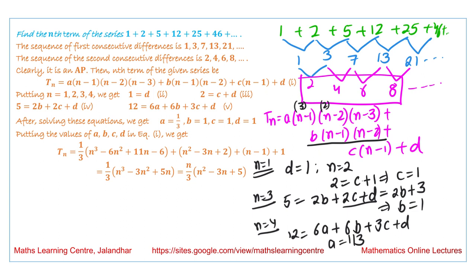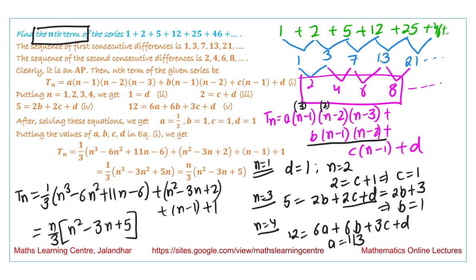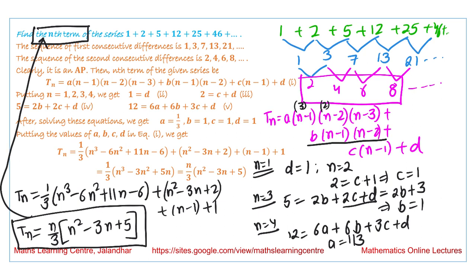So the general term we have, Tn, that we have to find, the nth term of the series, is 1 by 3 (n cube minus 6n square plus 11n minus 6) plus n square minus 3n plus 2, then plus n minus 1 plus 1. And when you simplify this value, you will obtain n by 3 into (n square minus 3n plus 5). So this is the general term of this given series.